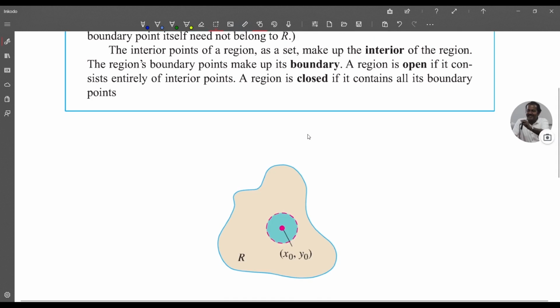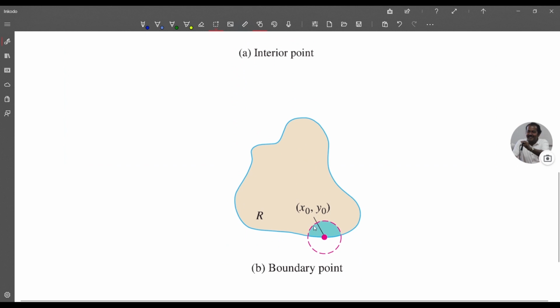So you consider this point (x0, y0). You may consider a disk of radius greater than this, and you can consider a disk of radius less than this. You can see that every disk centered at (x0, y0) contains points of both the interior of R and points of the exterior of R. So this (x0, y0) is a boundary point.